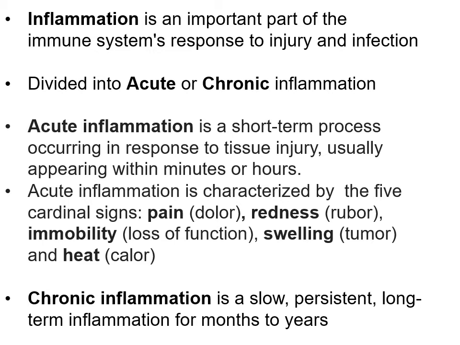Chronic inflammation is a very slow, persistent, long-term inflammation that has been going on for months to years, okay? And it's typically in response to something that's non-healing, or we reserve this term also for autoimmune diseases, where the body's immune system just persistently attacks itself. Okay, and we'll come to that.